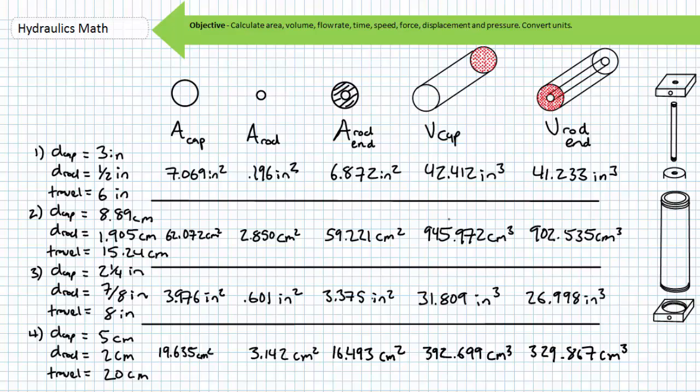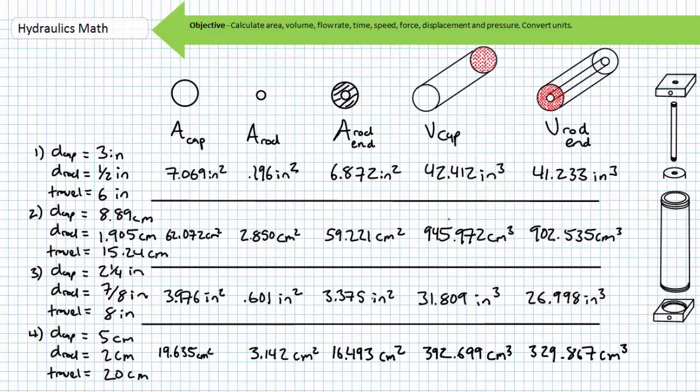Our last illustrated example is a cylindrical actuator with a 5 centimeter cap diameter. This presents a surface area of 19.635 square centimeters. The rod has a 2 centimeter diameter. The rod has a surface area of 3.142 square centimeters. The rod end, the ring, is the area of the cap minus the area of the rod, and presents a functional surface area of 16.493 square centimeters.